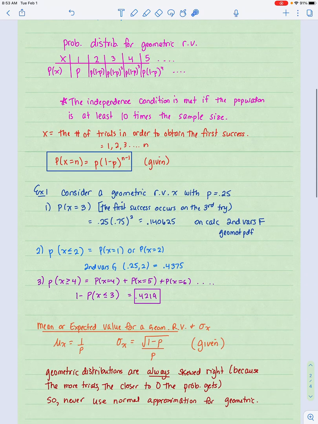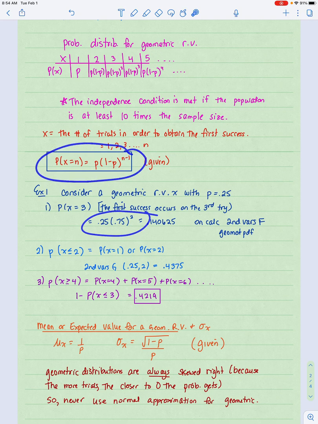So here's our first example. And I know I'm going fast, but you can pause the video to take time to write the notes. Consider a geometric random variable x with a p of 0.25. The first question is P x equals 3. That means what's the probability that the first success occurs on the third try? That's what x equals 3 means in geometric. So what I plugged in there comes right from the formula, which is given on your formula sheet.